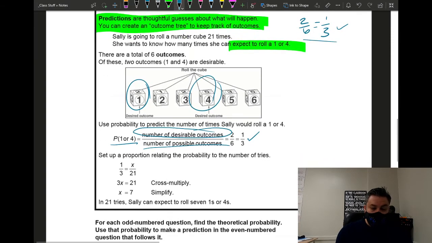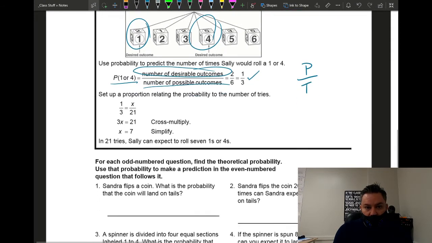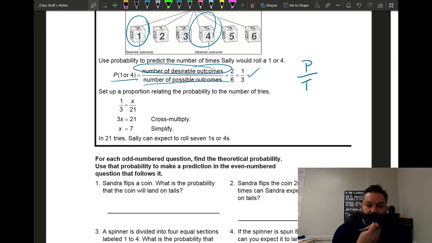Now, we're gonna set up a proportion with the number of times you want to do the experiment, and the total number of times, like part over total, the total goes on the bottom. You already have one fraction, now you're gonna do the other fraction, and then we're gonna do cross products. So for example, 1/3, which is the fraction that we had, equals, we want to know how many times we can expect the 1 or 4 to come out. That's gonna be the x. And 21 is going to be the total number of times you're going to do the experiment.